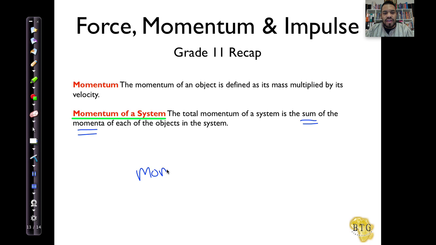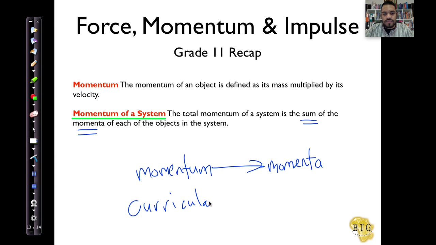There's some English there. Momentum, its plural, is momenta. Other words are like curriculum, curricula. Momentum, momenta, that's a plural. So the total momentum of a system is the sum of the momenta of each of the objects in the system.